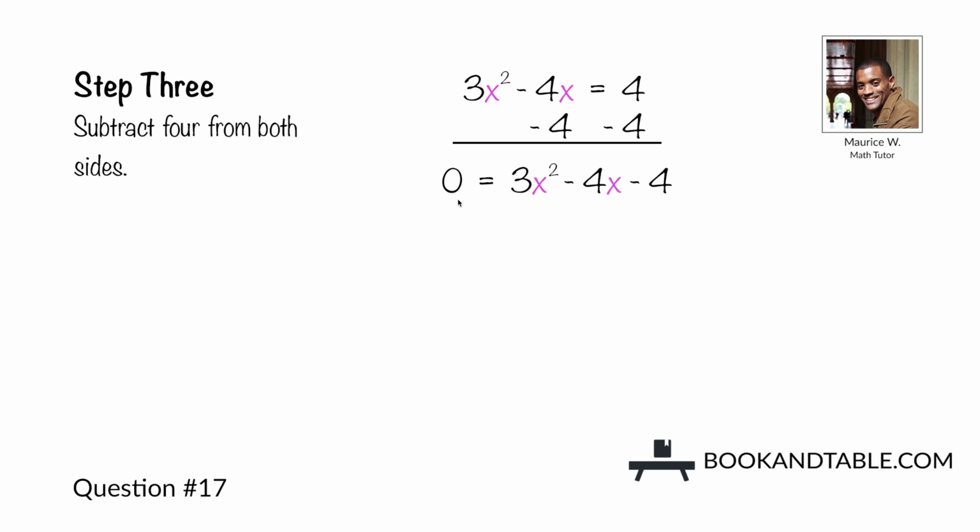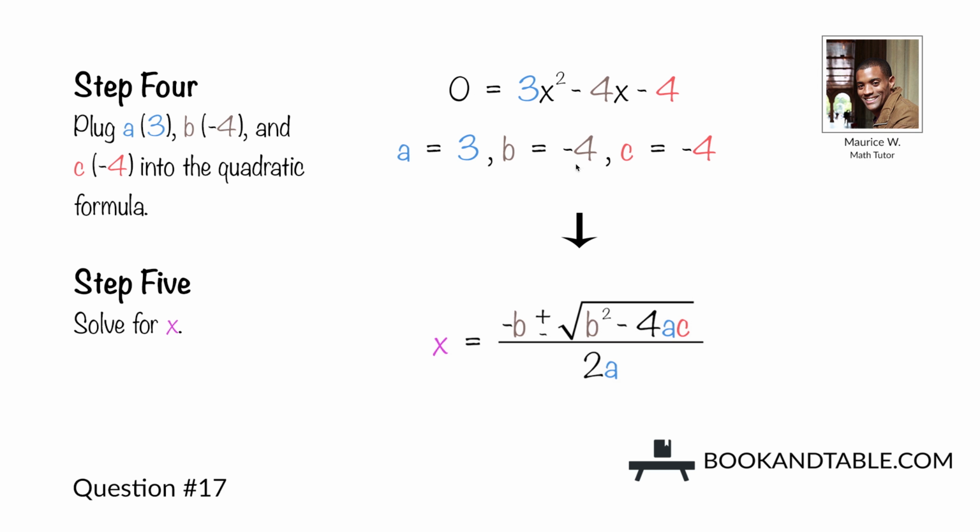giving us 0 is equal to 3x squared minus 4x minus 4. And now we have our polynomial or quadratic term that we can use to get values a, b, and c. So a is equal to 3, b is equal to negative 4, and c is equal to negative 4. So we'll plug these values into the quadratic formula and then solve for x.